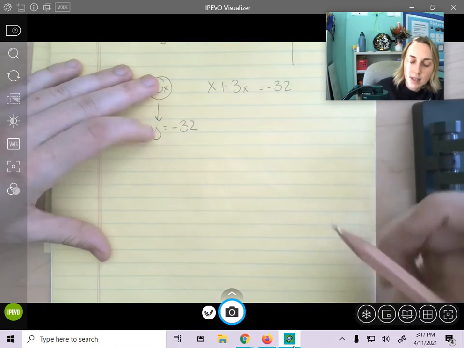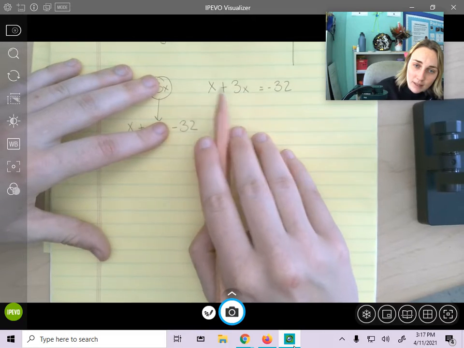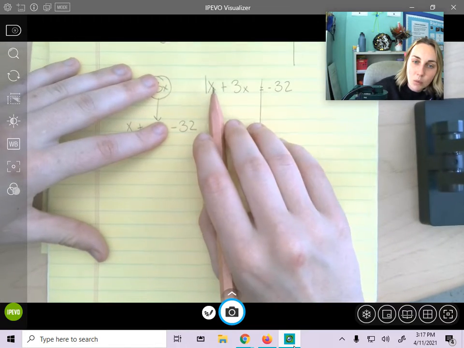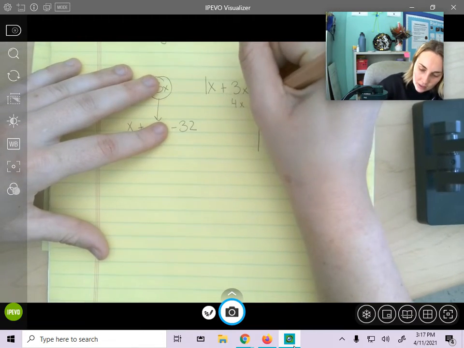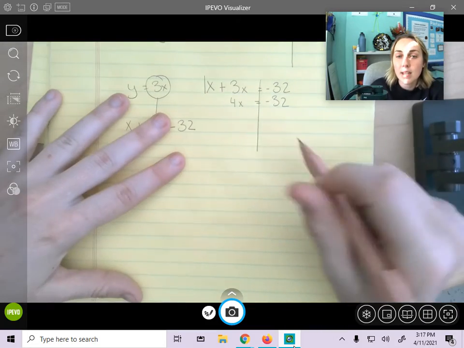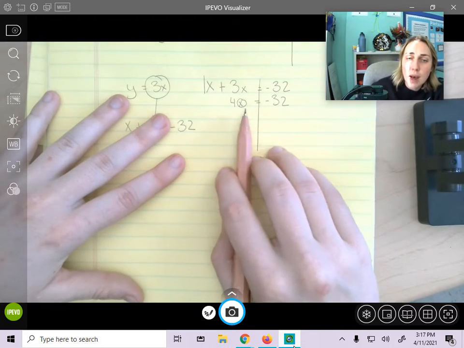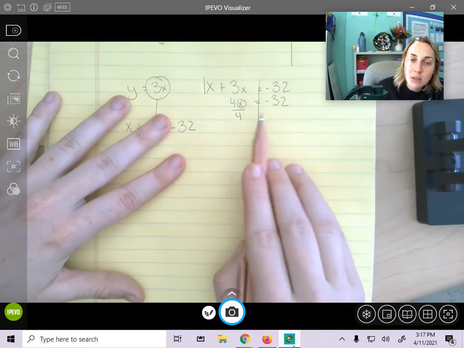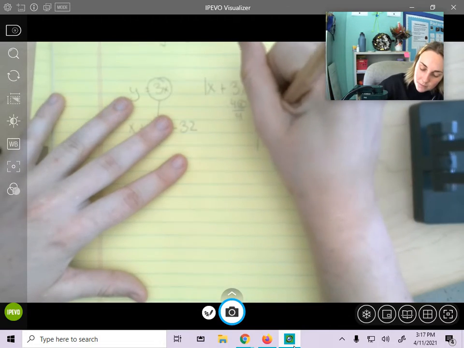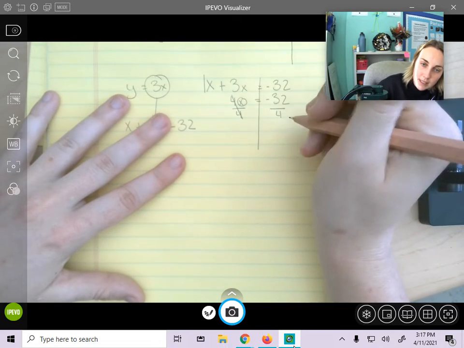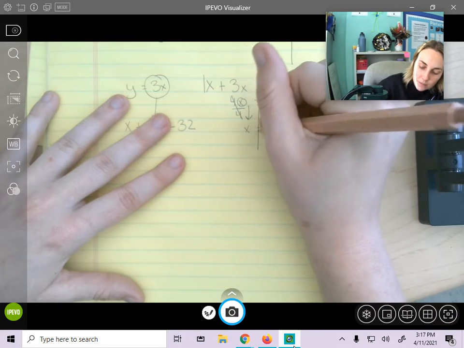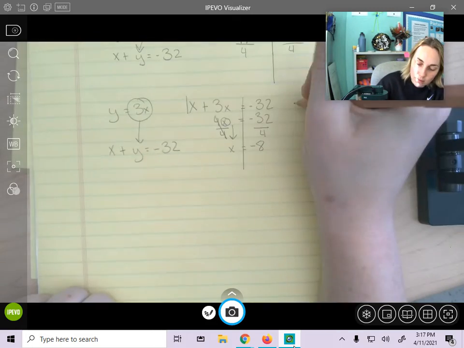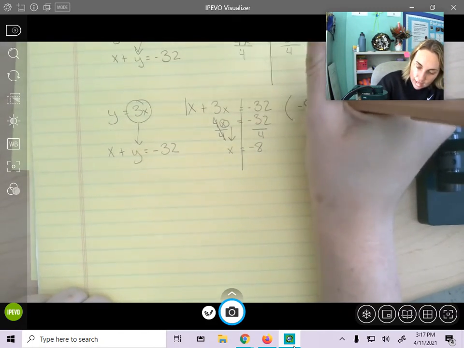Now I can solve for x. I'm going to do the balance beam first. 1x plus 3x are like terms, so I'm going to combine them. 1 plus 3 is going to give me 4x, and that's going to be equal to negative 32. Now, to get x by itself, I need to do the opposite: 4 is getting multiplied by x, so I need to divide by 4. Whatever I do on one side of the equal sign, I have to do on the other side as well. These cancel out, they're opposites. I'll bring down this x value. Negative 32 divided by 4 is going to give me negative 8. So my x value in my ordered pair is negative 8.